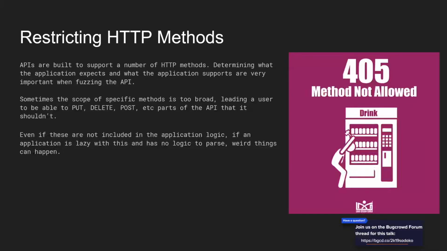So it's always good to look at the API spec and documentation and see what actual methods are requested and compare them to what HTTP methods are actually allowed based on what the server tells you. Even if they're not included in the application logic, if an application is lazy with the way that it parses methods and has no logic to parse anything, really weird things can happen.